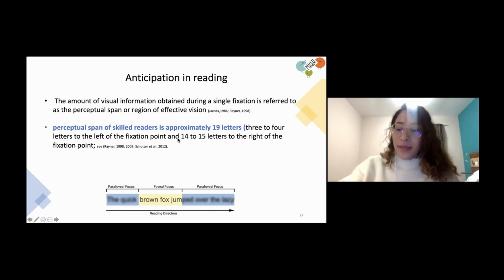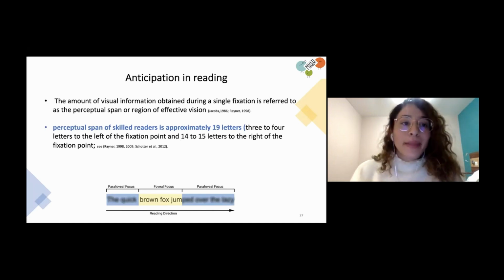We also have anticipation in reading. And basically, we know that when we read, it's a series of saccadic movements and fixations. So when we fixate on a word, the amount of information we obtain from this single fixation is referred to as the perceptual span. How much visual information can we obtain from the text that's in front of us? When we are fixating, we don't just see the word that we are reading, but we can also see the upcoming words and the upcoming letters in a text.